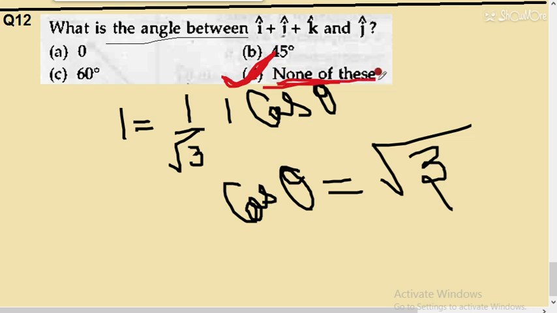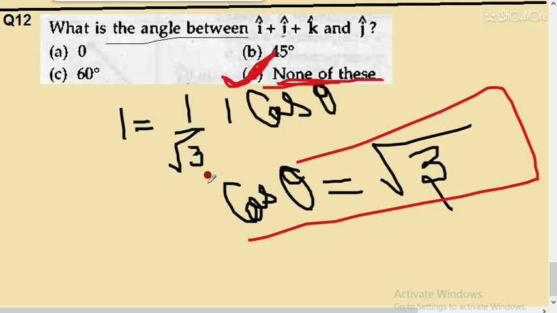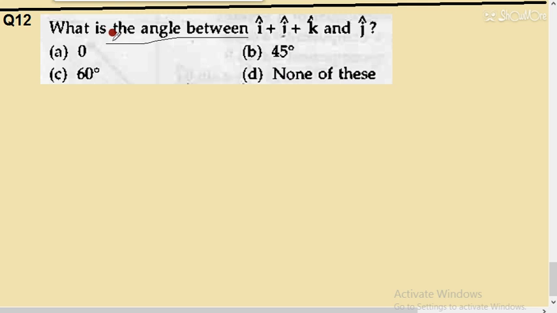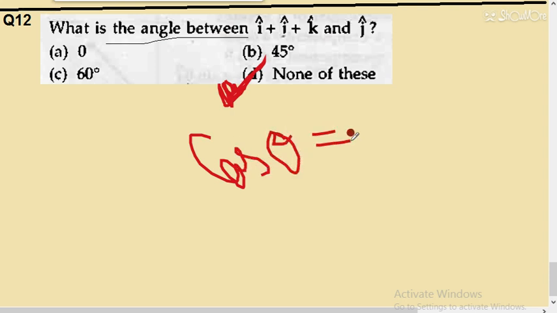But students, you have to check whether you also get cos theta equal to under root 3, because cos theta cannot be greater than 1. So you have to check whether cos theta equal to under root 3 is possible or not for question number 12. The answer here is none of these, but you have to check the concept to see whether we made a mistake, whether cos theta comes out to be under root 3.